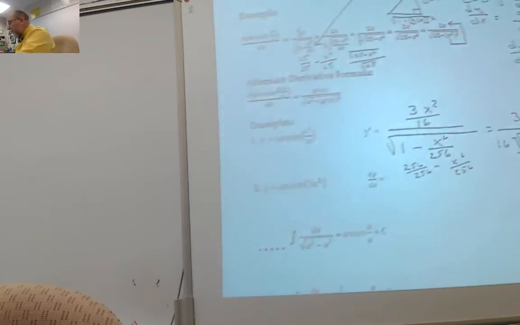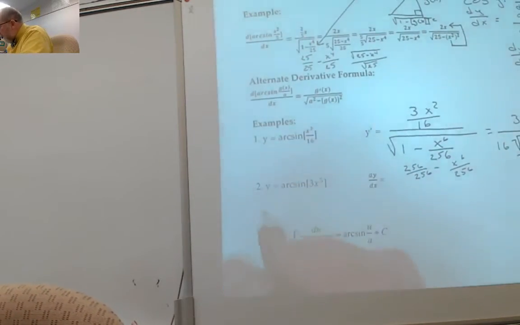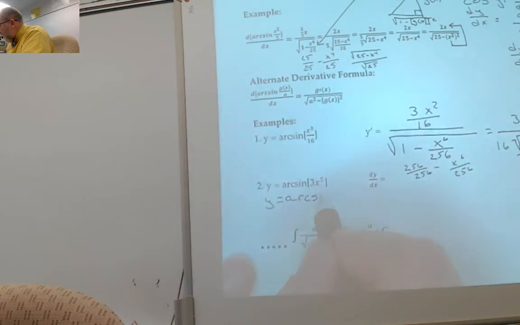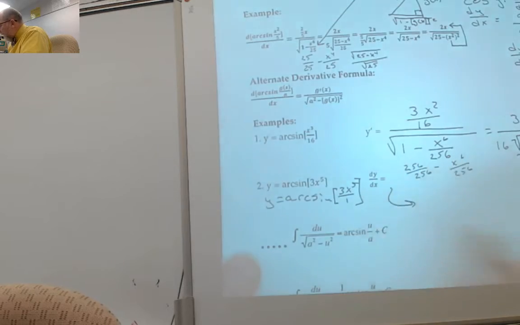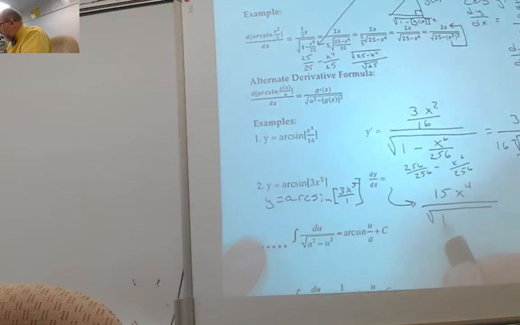Okay? I'm going to do this one more time. This is the same as the arc sine of 3x to the fifth over 1. And I'm going to take the derivative again using the shortcut. And it's going to be 15x to the fourth over the square root of 1 minus 9x to the 10th.